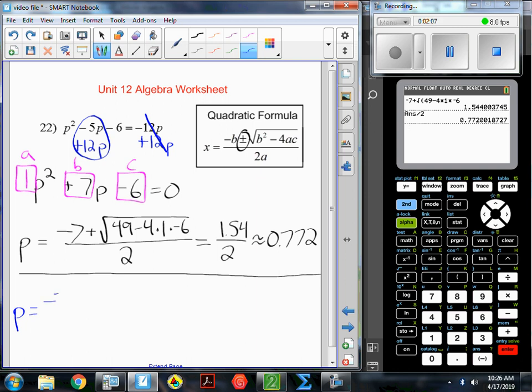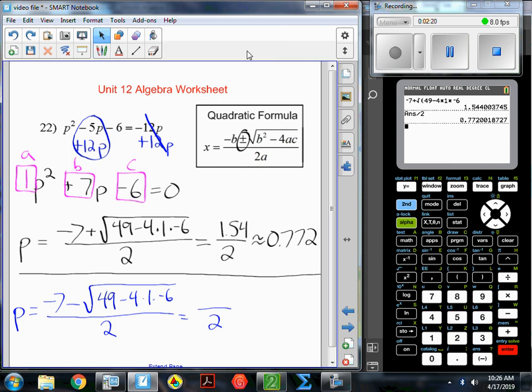We're going to do the same thing with the other equation, essentially negative 7 minus the square root. 49 minus 4 times 1 times negative 6, all over 2 times a, which is 2. I'm going to get another irrational number, because if you get 1, you're going to get another one. Negative 7 minus the square root of b squared, which is 49, minus 4 times 1 times negative 6.